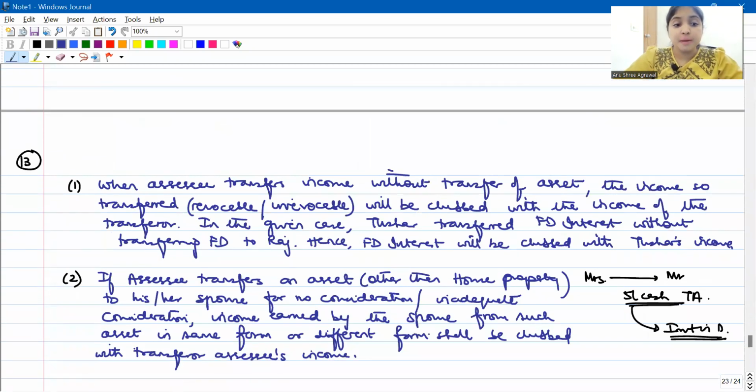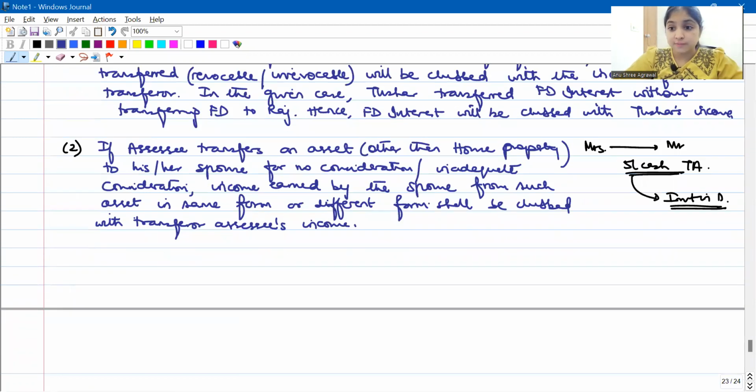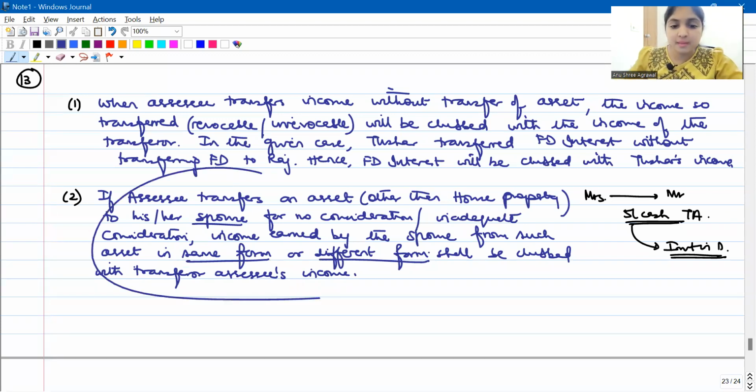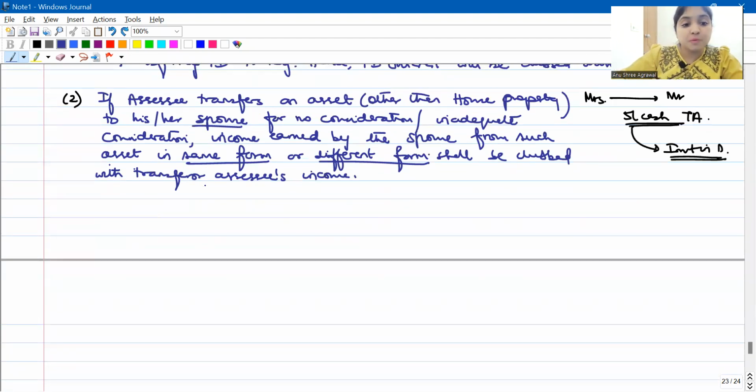Yes, so this is it about our discussion regarding this particular point. When assessee transfers income without transfer of asset, the income so transferred will be clubbed with the income of the transferor. This was transfer of income without transfer of asset. Here, I am transferring an asset to my spouse for no consideration or for inadequate consideration. Then income earned by the spouse from the asset in the same form or different form shall be clubbed with the transferor assessee's income. This is a provision. Now let us apply this provision in our case.